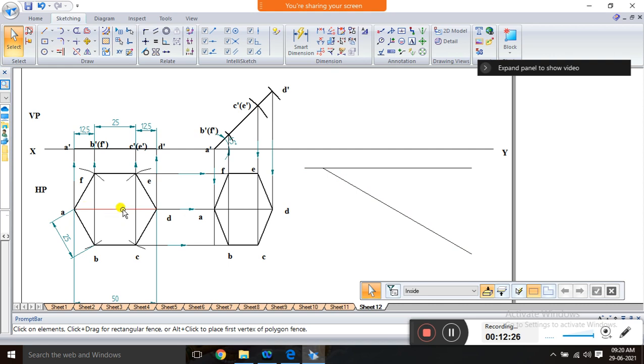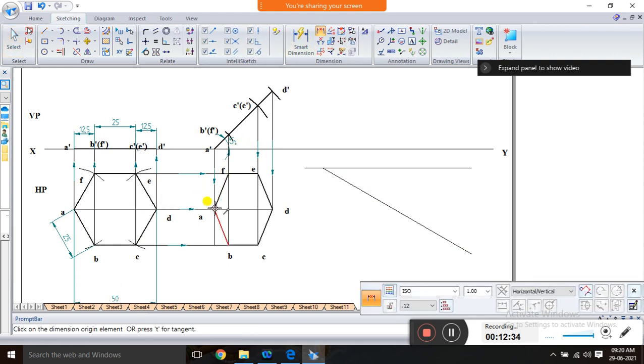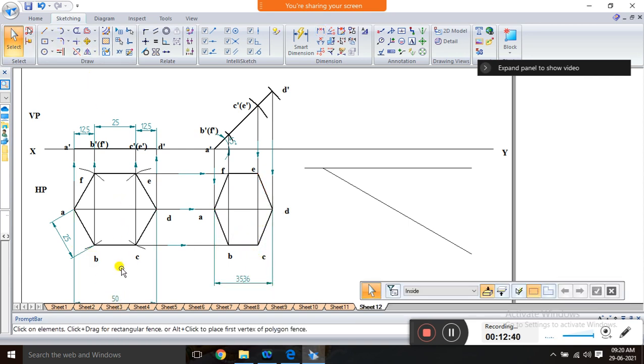Then first take the diagonal of the first position. So diagonal AD, you have to measure the length, it is 50. And next you have to measure the second position: this A to this D is how much? See here, in the first position this diagonal is 50, but in the second position it is 35.36. Why is it reduced? Because of this 45 degree. If it is inclined at 45 degree, then only it will reduce. So it changes from first position to second position.